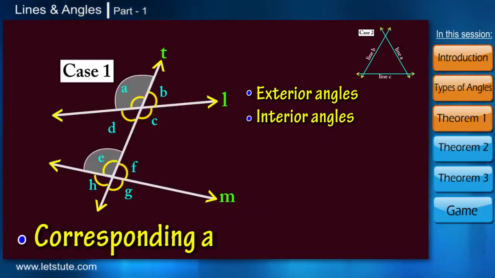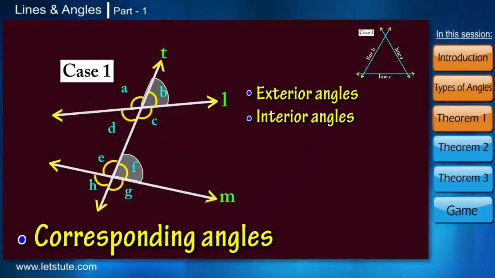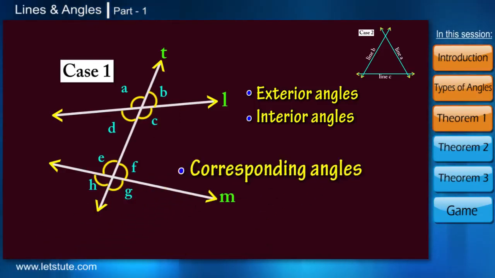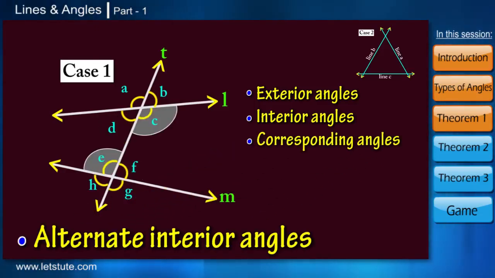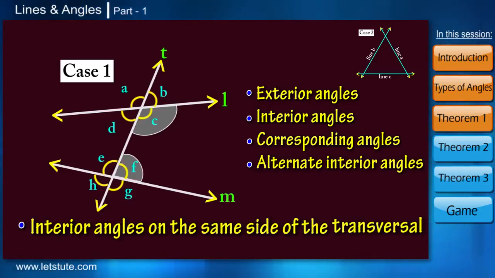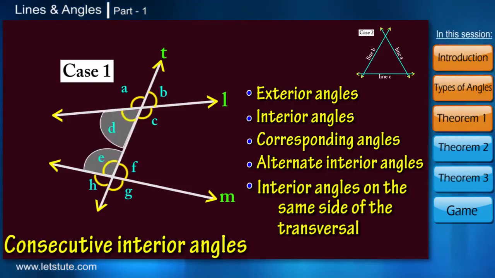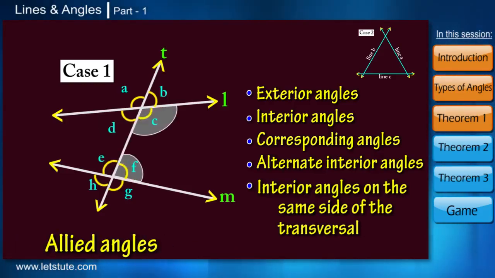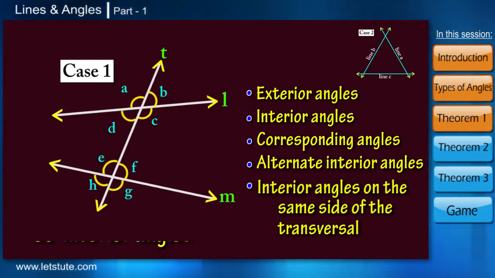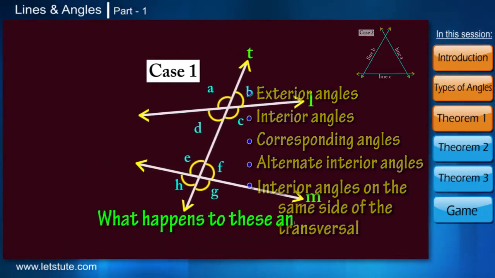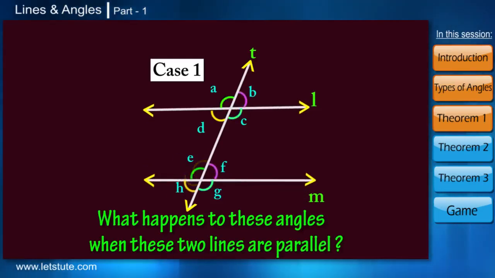Further, we have corresponding angles, alternate interior angles, interior angles on the same side of the transversal, which are also called consecutive interior angles, allied angles or co-interior angles. But what happens to these angles when these two lines are parallel?